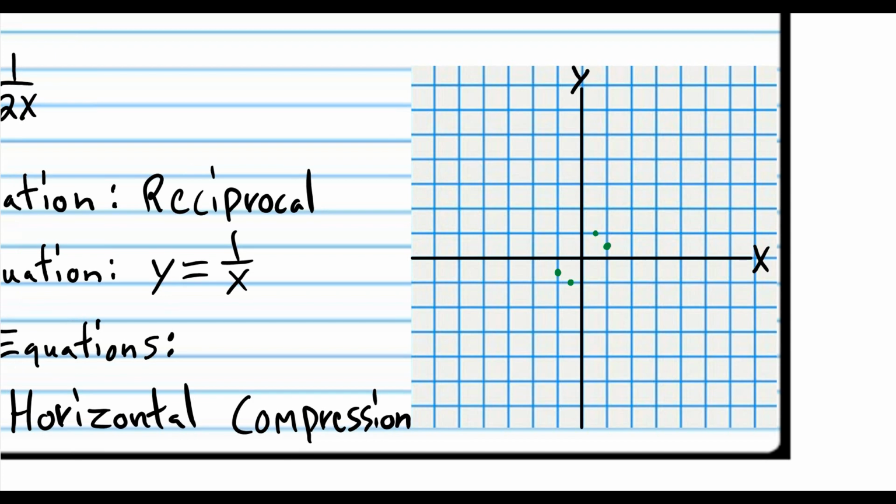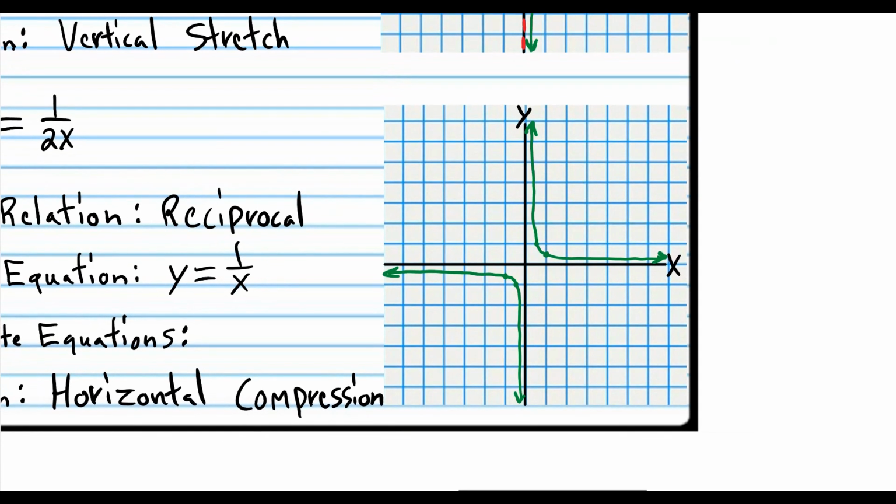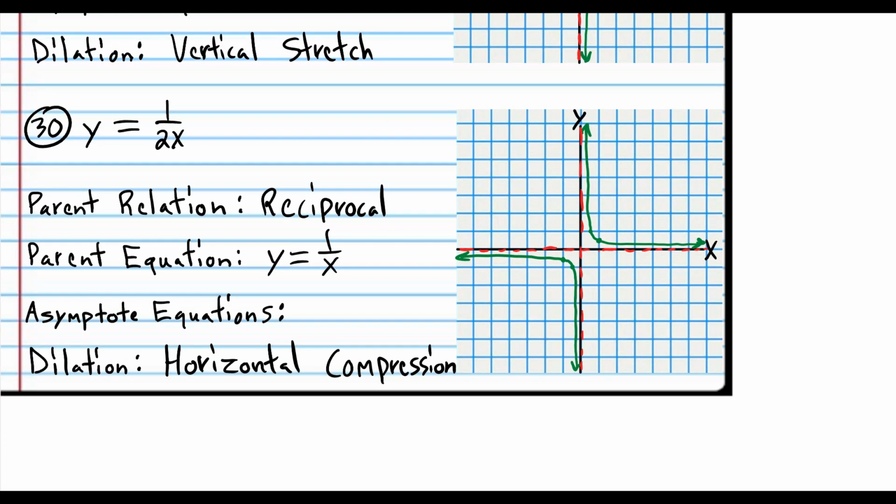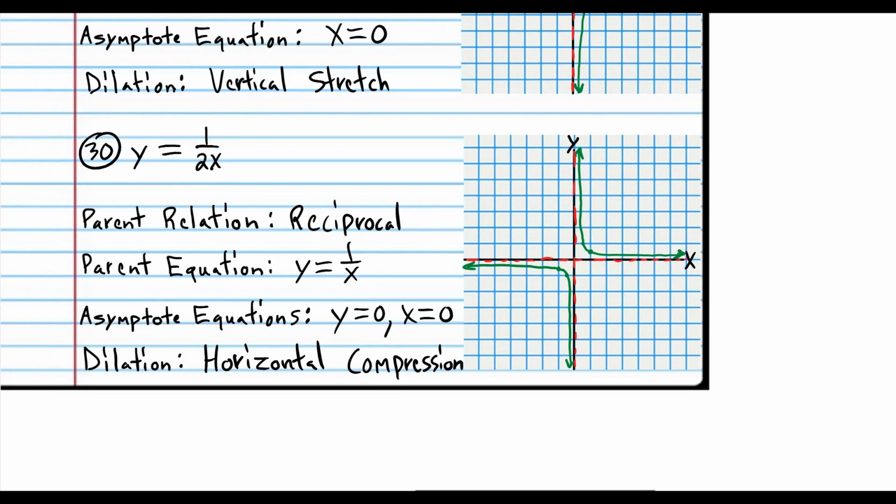So we're going to connect those dots. Usually we have 6 reference points, but in this case I'm just going to do 4. That's good enough for this particular graph. And the asymptotes, again, notice that they did not change locations. They're still the same asymptotes, x equals 0 and y equals 0. So if you got that one right, good job.